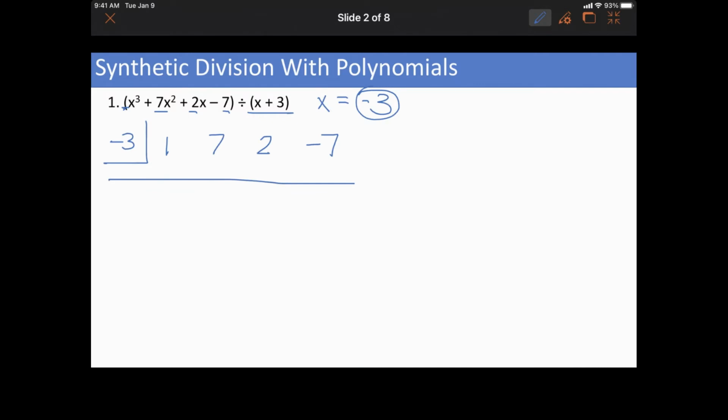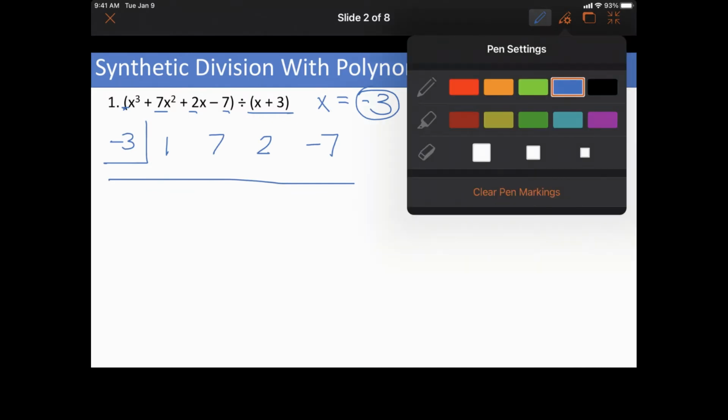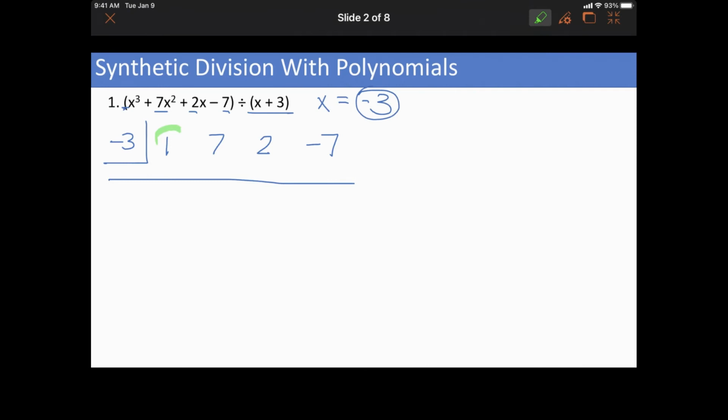Okay, this first one is very different than regular division. So the first one goes straight down. You don't do anything with it. It just goes down. Then whatever comes down in this box, under the line, you're going to take it and multiply it by that. So that's -3, and then that comes over here.